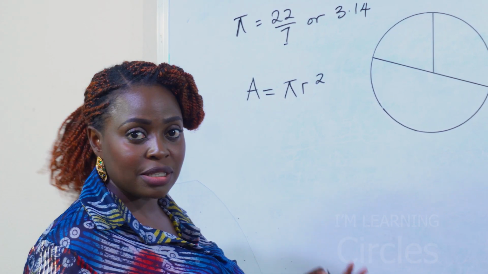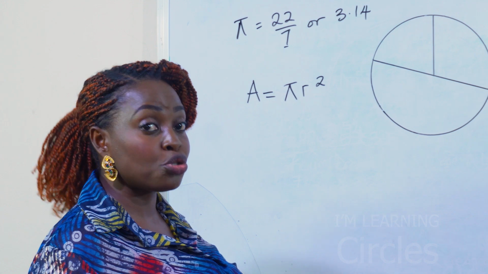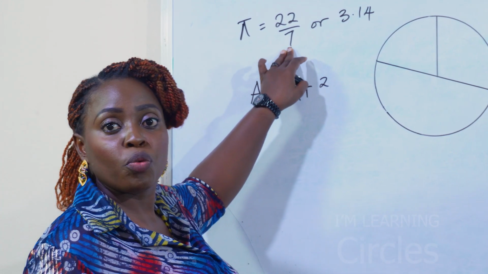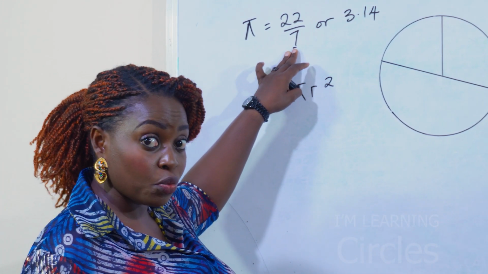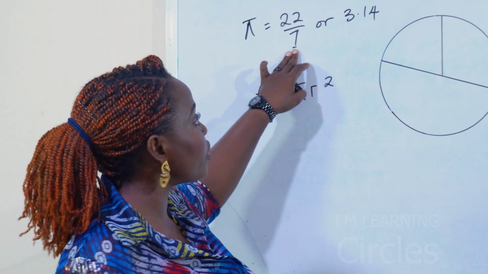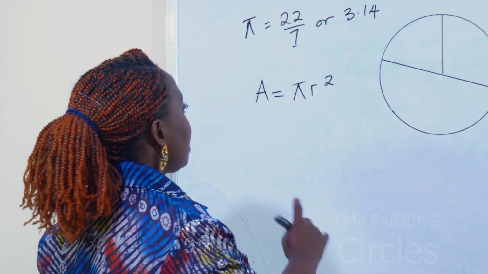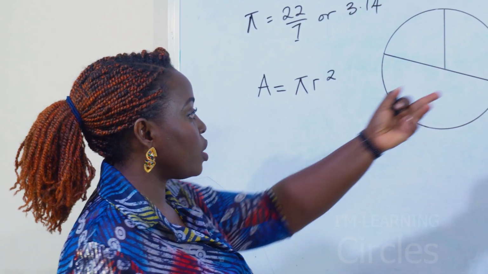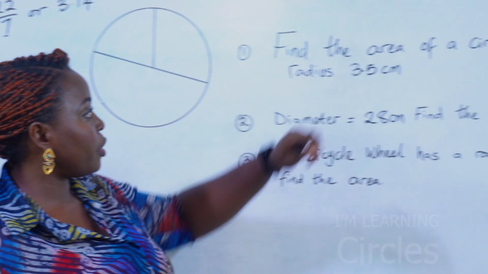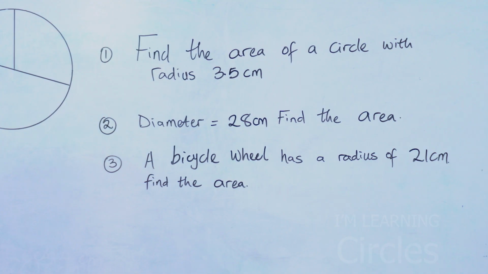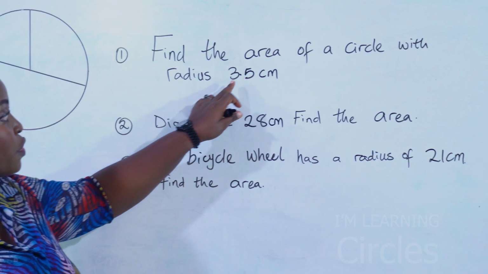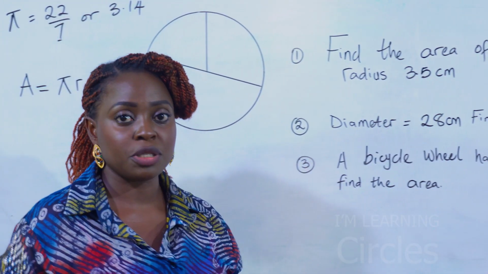But if you are not asked to use either one of them and you can choose one, I always go with 22 over 7 because it's easier to work with. I consider it easier to work with than 3.14. Now let's look at this. Pi r squared. We have a question here. We're to find the area of a circle with a radius of 3.5 centimeters.